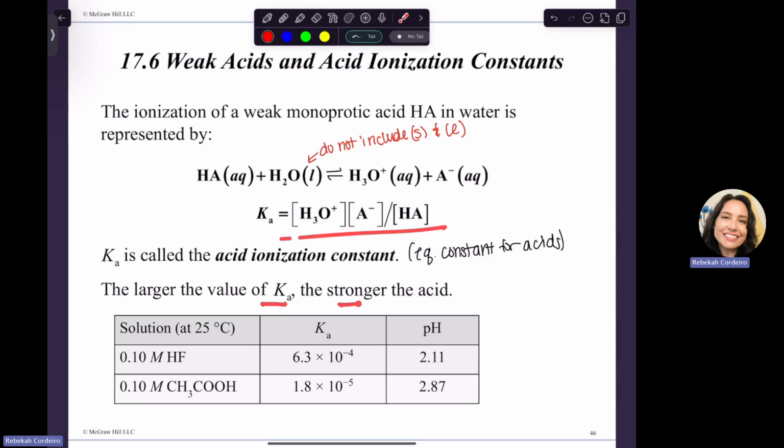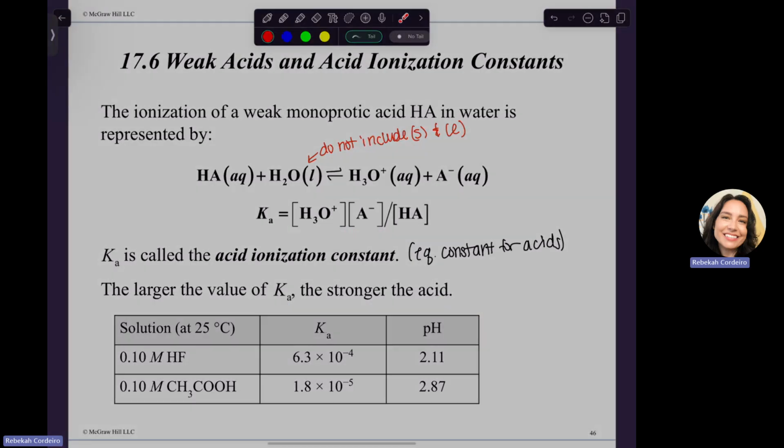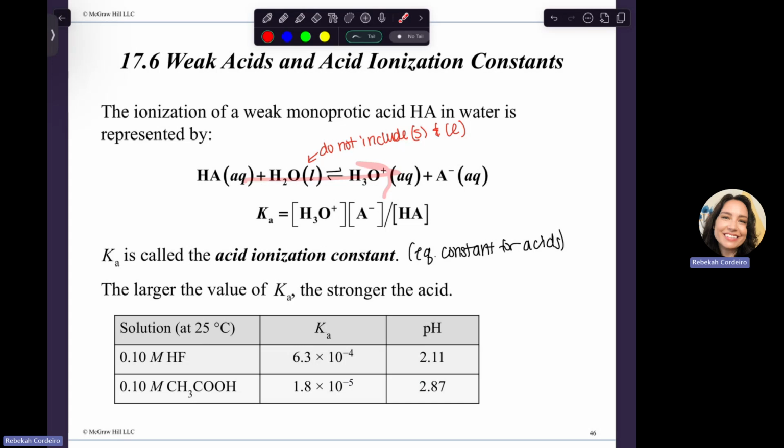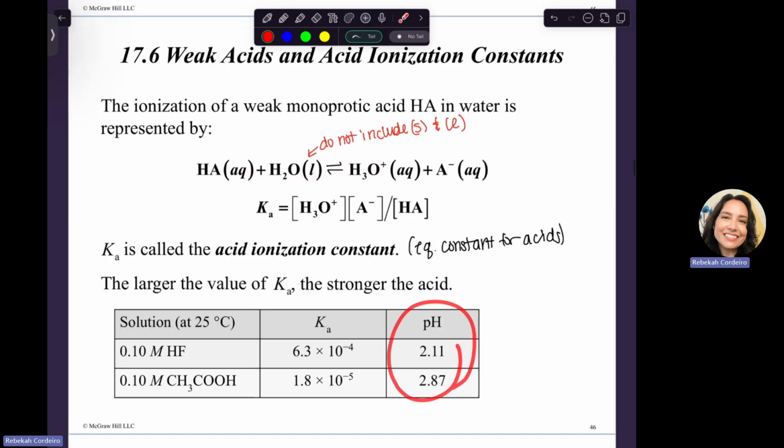The larger the value of Ka, the stronger the acid, which means the higher the K, the more it goes to the right, correct? The more it goes to the right, the more it donates. So the stronger the acid. And so what this is showing us here is that pH can be a match indicator of acid strength, but pH really doesn't measure acid strength. Ka measures acid strength. pH really measures how much hydronium you have.